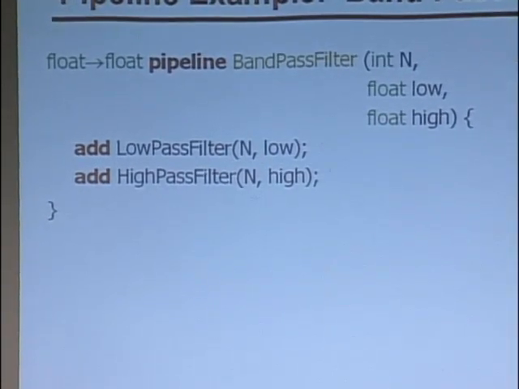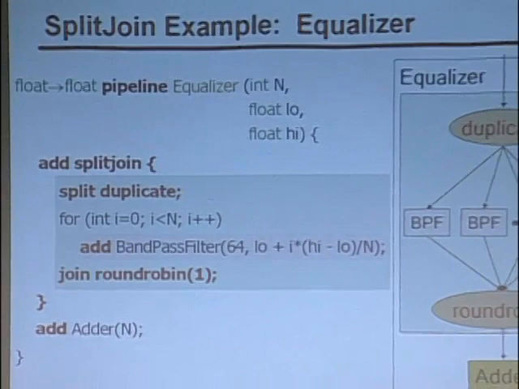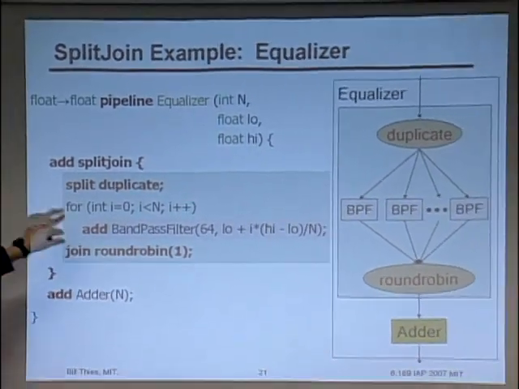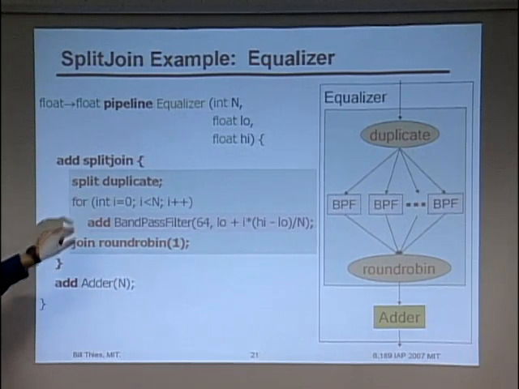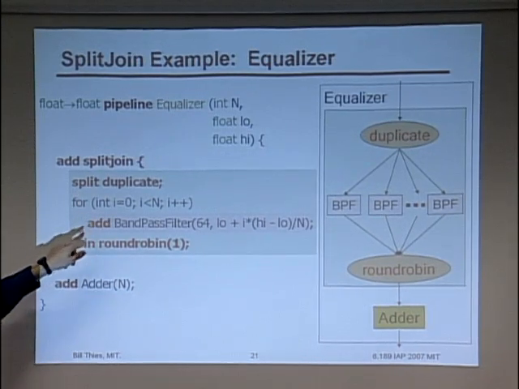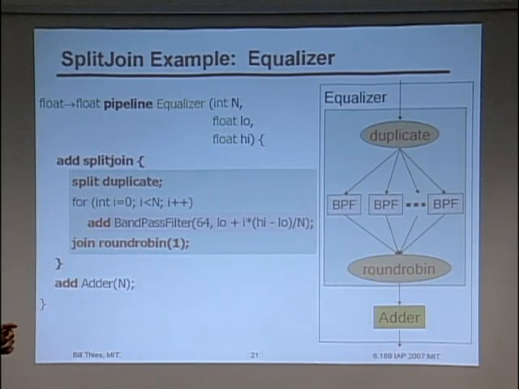OK, what about a split join? How do we make those? So a split join has an add statement as well. And here we're adding components in a loop. So what this means is now when we say add, we're actually adding from left to right. So instead of going top to down, we're adding from left to right across the split join.